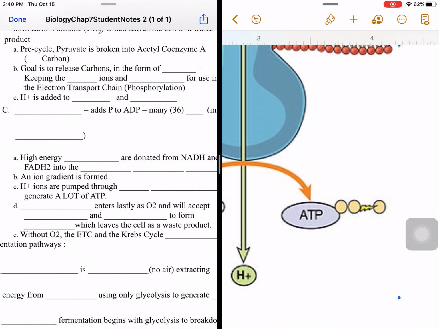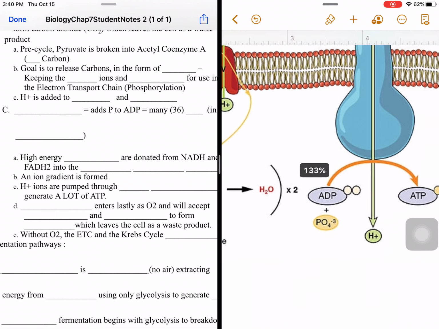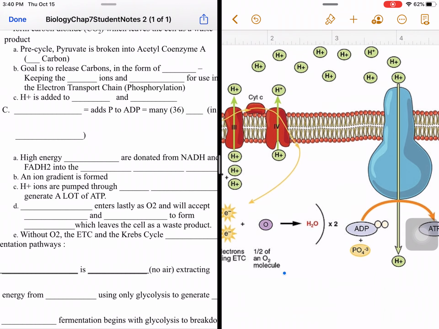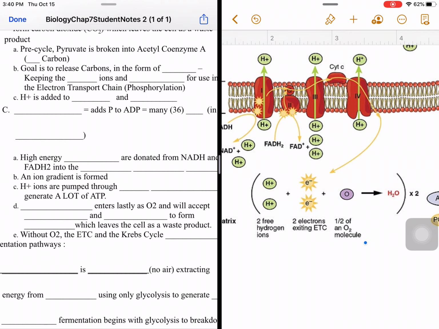So let's see where I left off on the notes. Okay, it says oxygen enters lastly as O2. So oxygen comes in the form of oxygen gas, or O2, and it will accept the hydrogens and electrons to form water, which will leave the cell as a waste product.